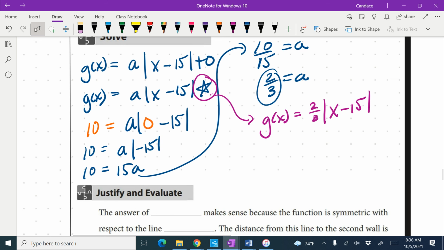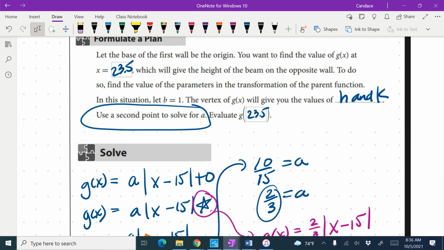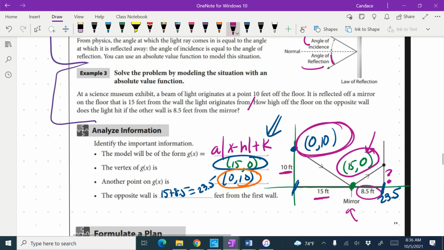Okay, all right. So now I'm going to go back and read and make sure I've done everything I was supposed to do. I always go back and read my paragraph again, or at least where they're asking the question. So it says the vertex gives us this. Oh, that wasn't the question, was it? How high off the floor on the opposite wall does the light hit if the other wall is 8.5 feet from the mirror? So have we found how high off the floor yet?